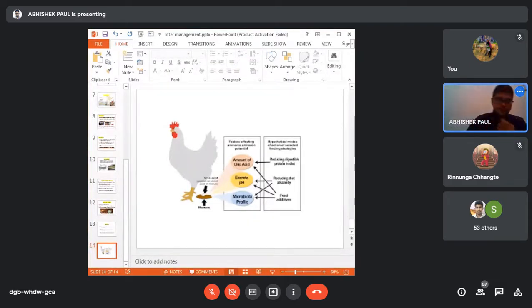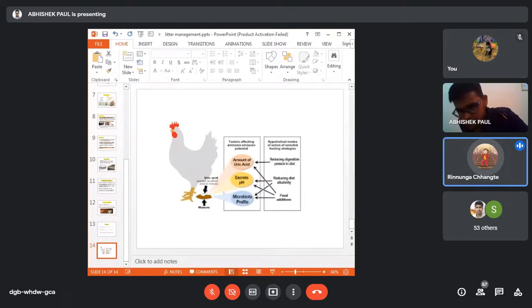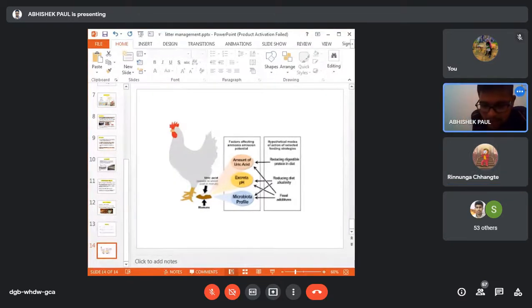Whether you have seen the poultry litter material or not, the poultry dropping. Yes, sir. There is a white spot used to be there in the poultry dropping. So what is that? Sir, uric acid. Uric acid. Okay, so that one is the uric acid.